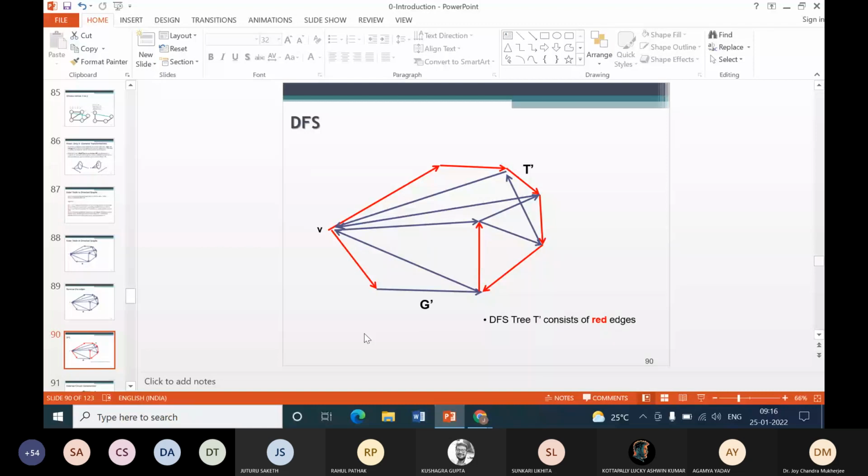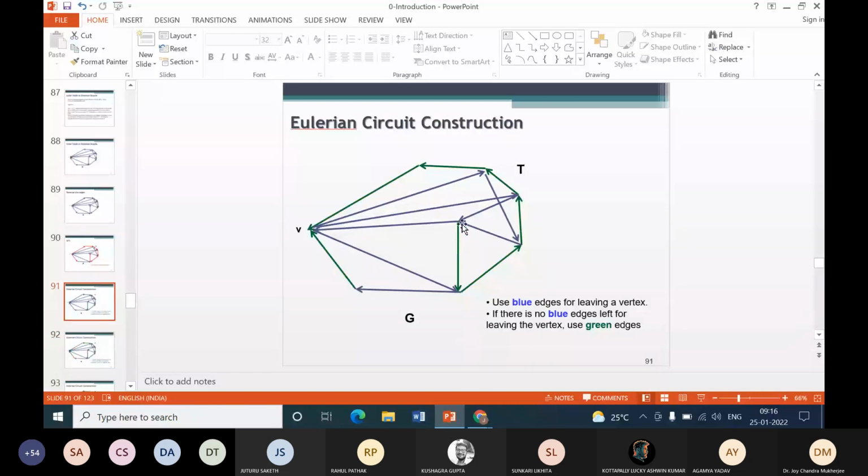Now in the next step, when we reverse them, what do these green edges signify? These green edges signify, from any vertex, how can you come back to V. In Euler's circuit, there are a few edges through which you go to other vertices, and there should be a few edges through which you come back to V. These green edges give you the edges through which you can come back to V. That is why we use the blue edges first. So we go by blue edges, we don't touch the green edges.